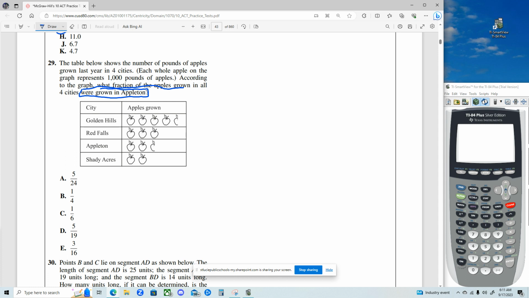Okay, I'm going to just right away say this does not matter to me because we are setting up a proportion. So the Appleton apples over total apples.